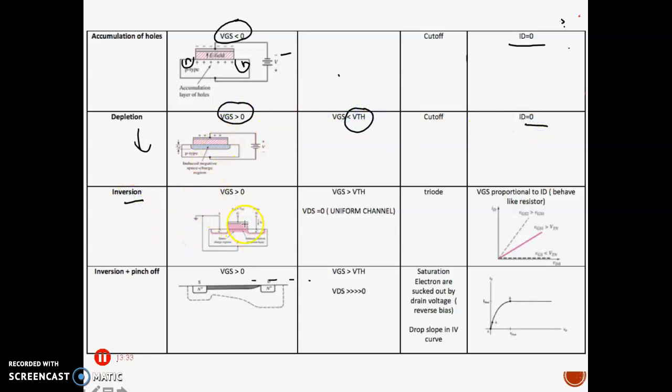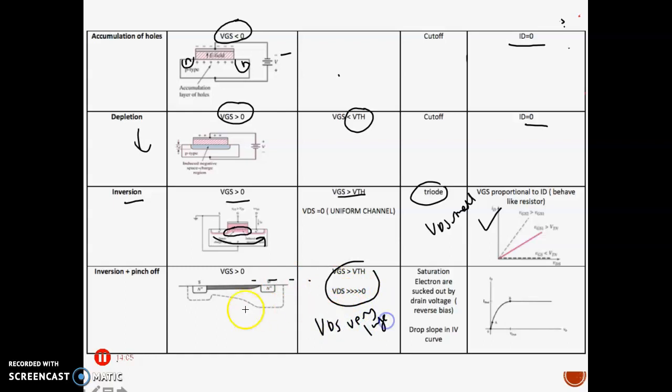And the second last part is where your VGS is more than 0 and also more than VTH. So it will create a bridge here. When there is a bridge of electron, your electron can move easily from source to drain, so it will behave like a resistor. It only happens when your VDS is very small. We call this the active or triode region. And the last part: when your VGS is still more than VTH and more than 0, but your VDS is very large, it will be pinched off here and your current will be saturated.